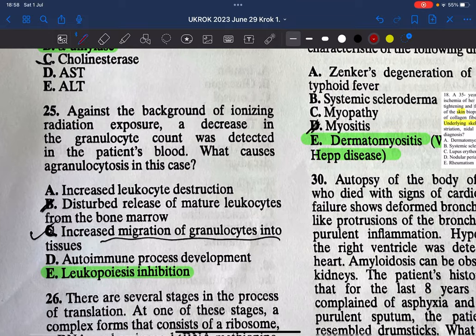Here is a question about ionizing radiation exposure, and then we have a decrease in the granulocyte count, so basically white blood cells. And what is the reason for the decrease of these? I think this should be leukopoiesis inhibition, or inhibition of formation of white blood cells, because ionizing radiation can have an inhibitory effect on the bone marrow. But I'm not sure about this question.